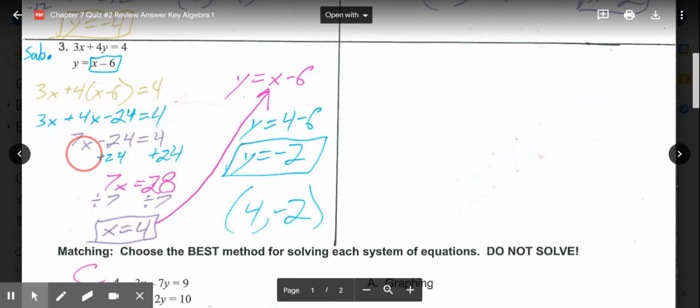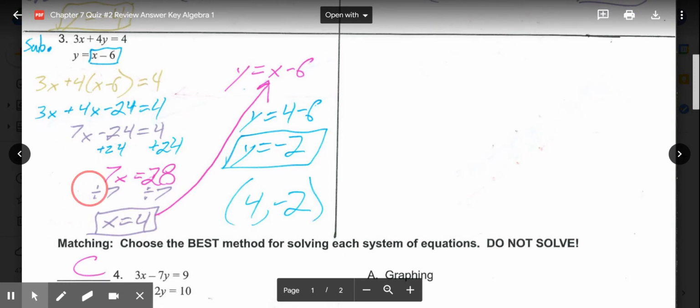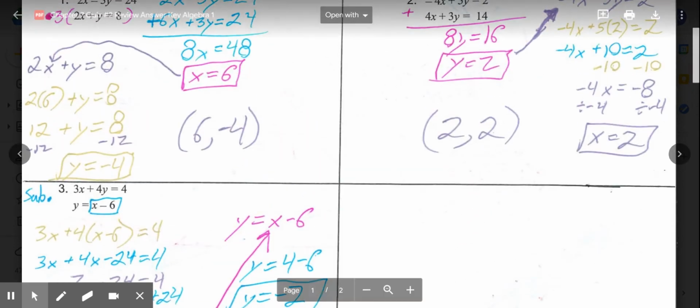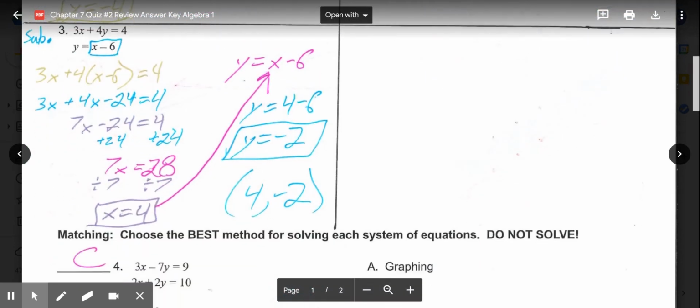3x plus 4x is 7x. 7x minus 24 is 4. Add the 24 to each side. 7x is 28. Divide by 7, and x equals 4. Then I can take that 4, substitute it back into the bottom equation. So y equals 4 minus 6, meaning y equals a negative 2. So no matter what method you used, you should have ended up with these same 3 answers.